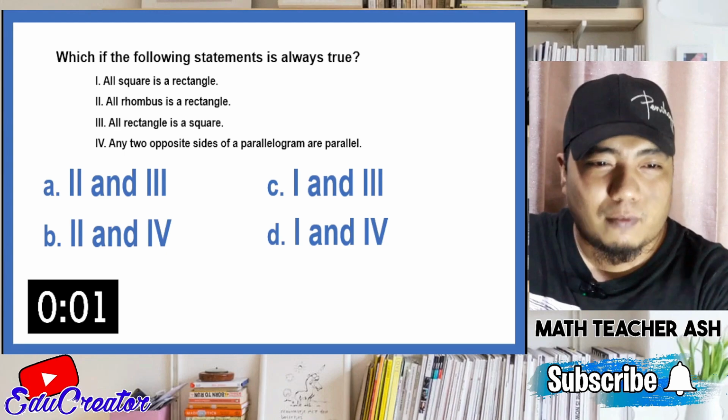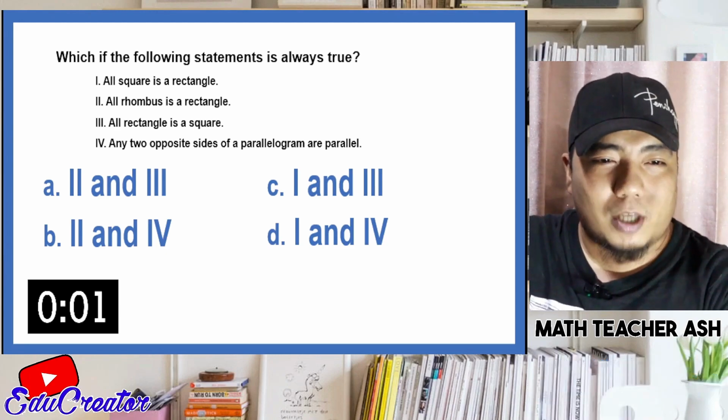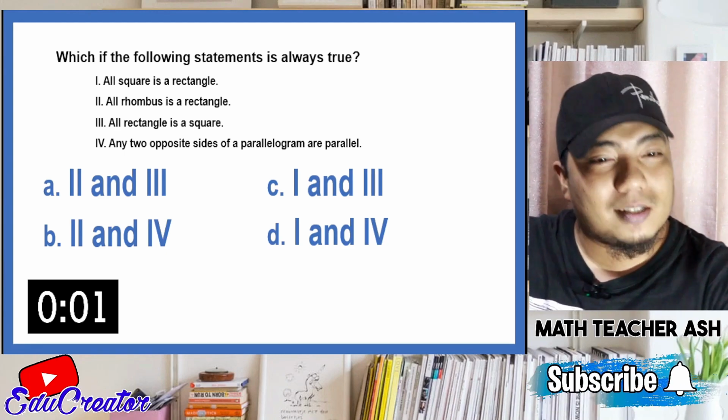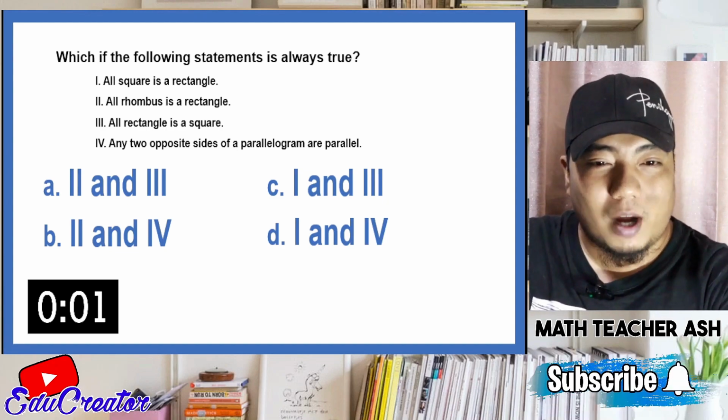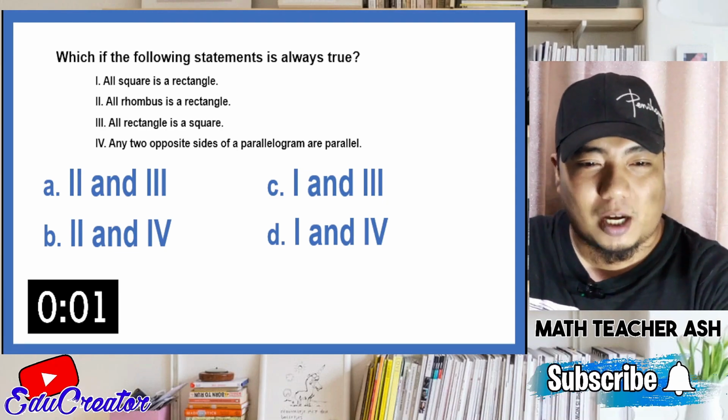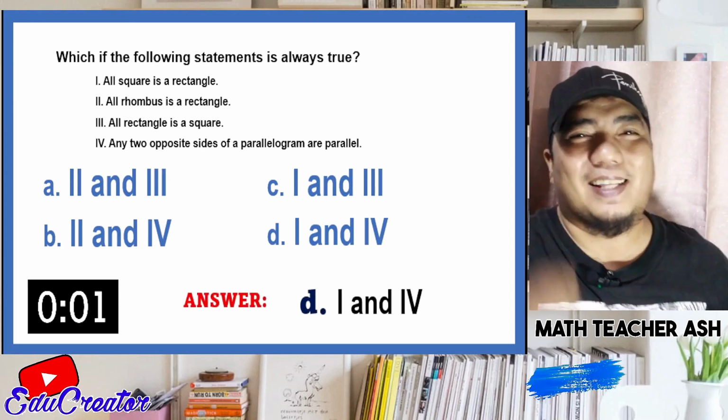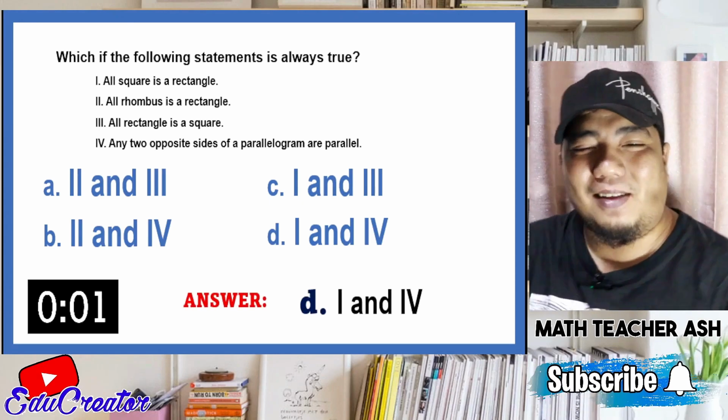So, among the four statements, only statement 1 and statement 4 are the correct statements. So 1 and 4, that would be letter D. Let's check our answers. All right, so you got the correct answer, my dear math learners.